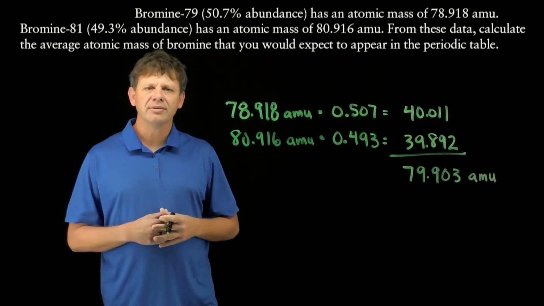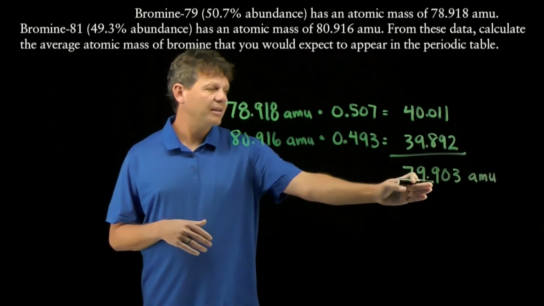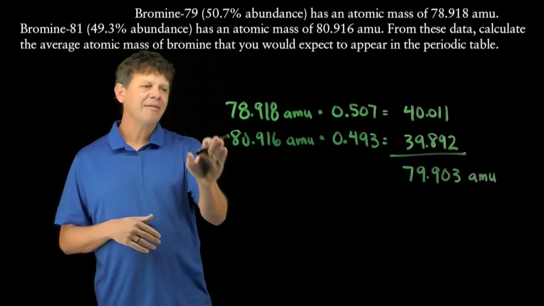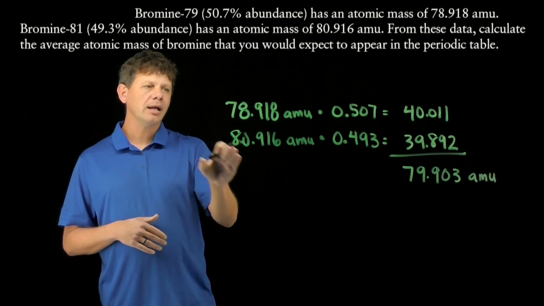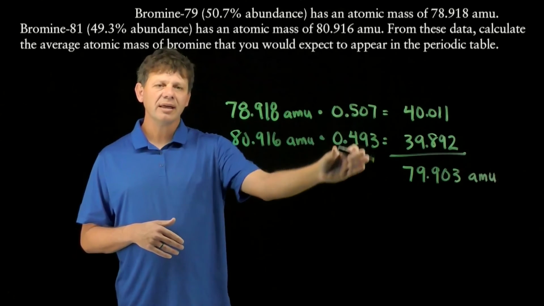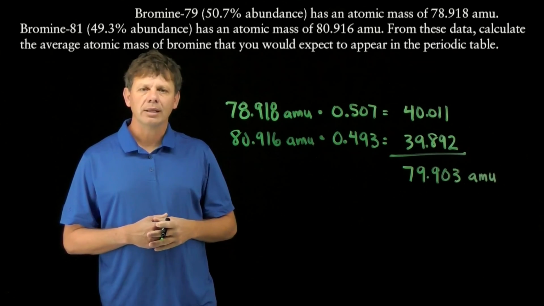perhaps depending on significant figures. But again, 79.9 is about halfway between 80.9 and 78.9, which makes sense based on their nearly equal relative abundance.